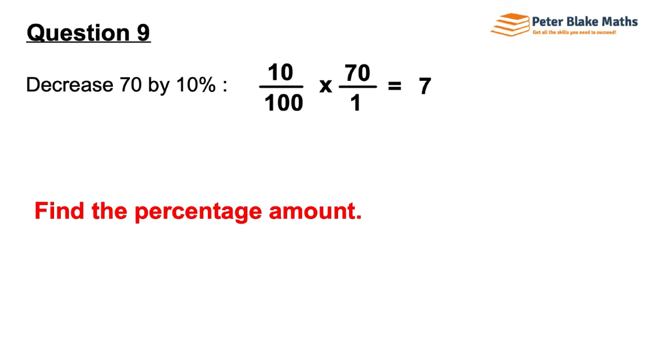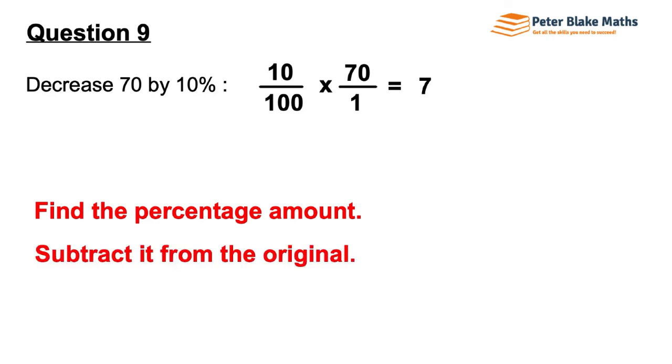So to decrease, we're going to subtract. So we'll subtract it from the original there. The original was 70, so we'll do 70 minus that 10% amount of 7, giving us a final answer of 63. We were expecting a final answer that's less than 70 because the question involved a decrease from 70.